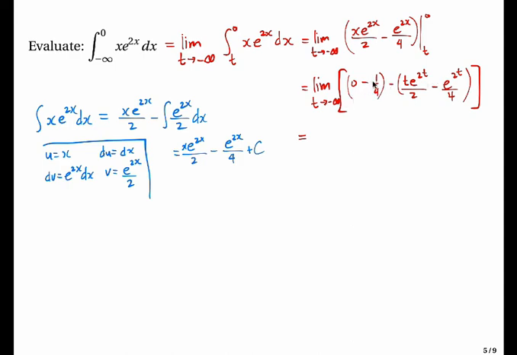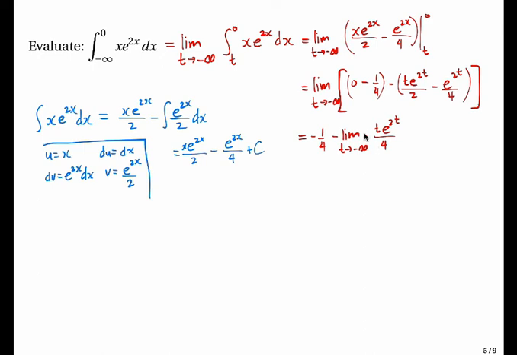First, this guy here, you have minus 1/4. And then for this guy, let's write minus the limit as t approaches negative infinity of t e to the 2t divided by 4. And then again for this guy, as t approaches negative infinity, e to the minus infinity will go to 0. So this guy here is just 0. Okay?